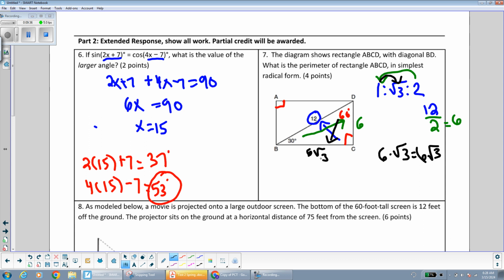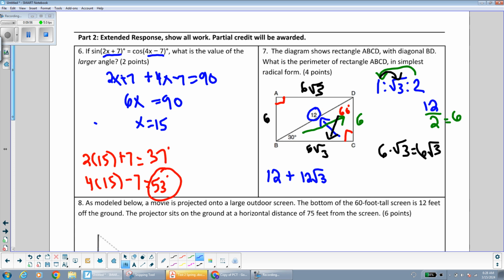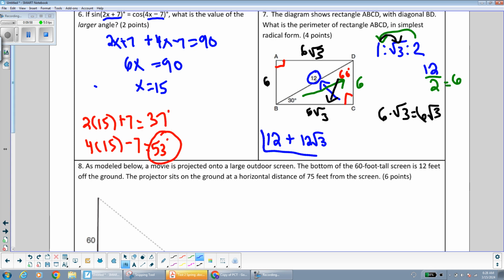And since this is a rectangle, opposite sides are congruent. And now we just need to find the perimeter. 6 plus 6 is 12. 6 radical 3 plus 6 radical 3 is 12 radical 3. Be careful, these don't combine. They're not like terms. And that's the perimeter of this rectangle in simplest radical form.